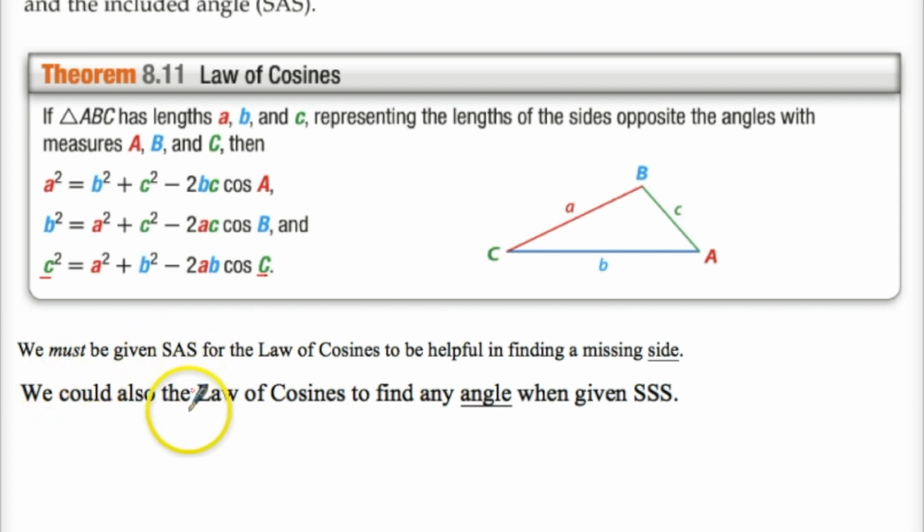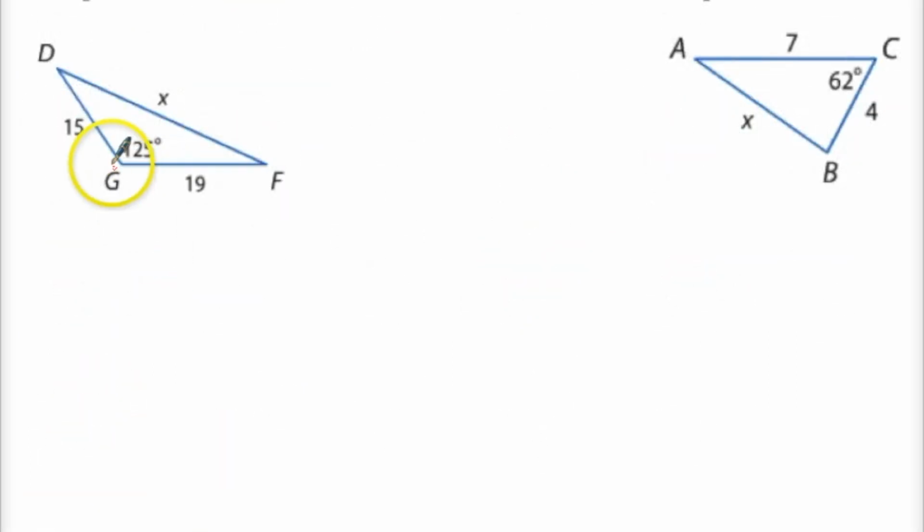Notice this is only going to be helpful if we're given side, angle, side as the numbers in this triangle. Or if we're given side, side, side, actually we can use it to help find an angle. All right, so let's do some of these things. So here we have side, angle, side. We can use law of cosines to find the other side.